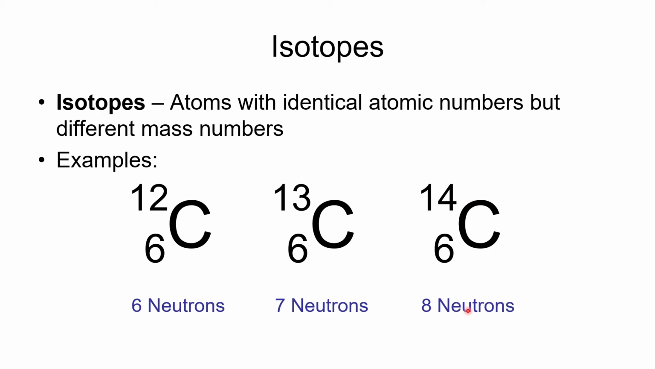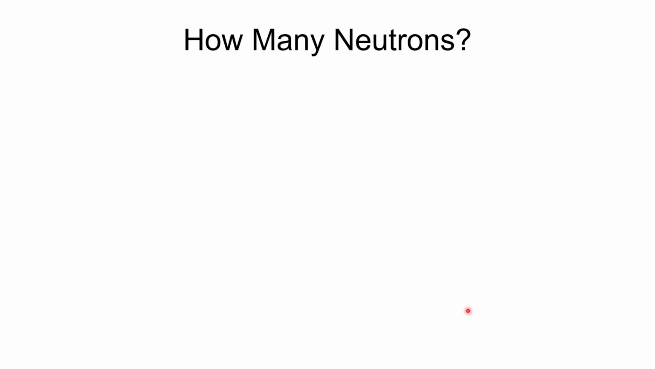All right, let's look at a couple more of those, and then we're going to do a problem on the in-class assignment. So how many neutrons are in each of these? Here we've got potassium, K, atomic number of 19, mass number of 41. So 41 minus 19, of course, gives us 22.